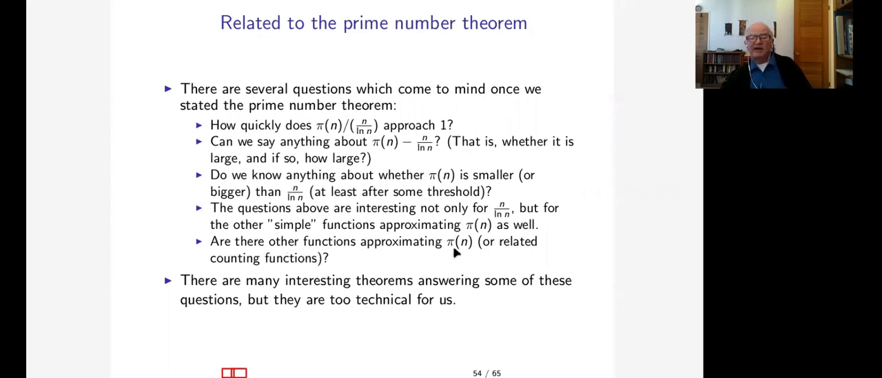And then, are there other interesting functions similar to pi of n related to the counting function? There are very many interesting theorems, and I won't go into those. I'm just mentioning that there is a lot of stuff further on this topic.